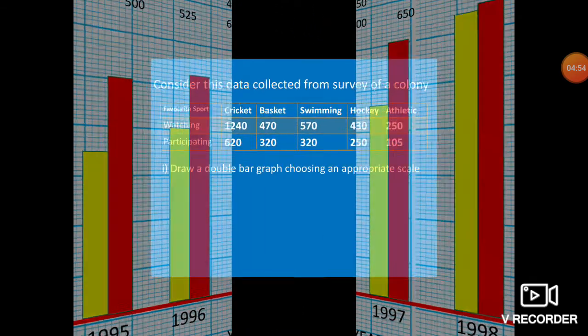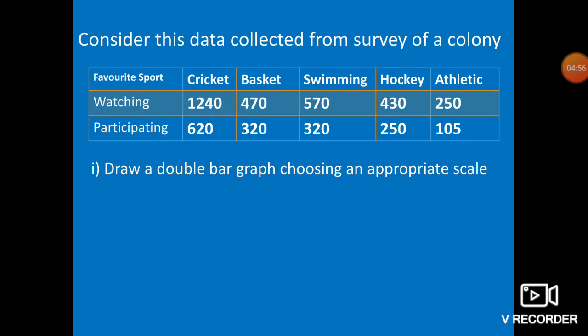Let's move to the second question. Consider this data collected from a survey of a colony. Favorite sports, you can see five favorite sports: cricket, basketball, swimming, hockey and athletics. Then watching and participating. Watching and participating means the number of people who liked watching and the number of people who liked participating. Bigger numbers are there. Draw a double bar graph choosing an appropriate scale. That we have to do.